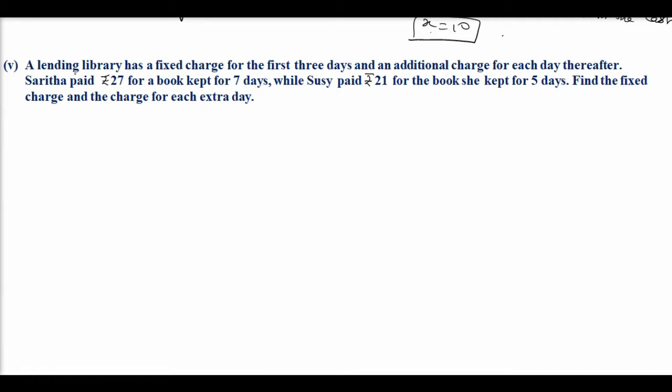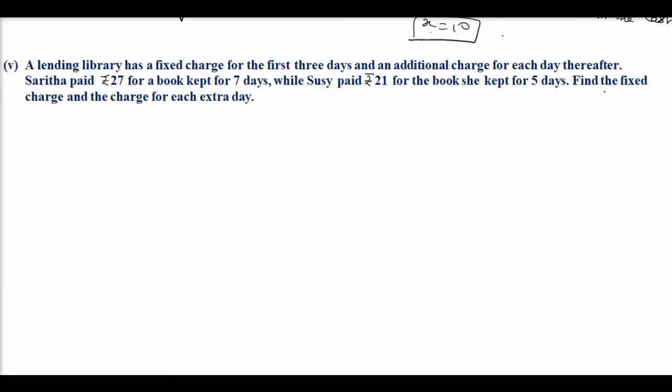Okay, the last part of the problem is that a lending library has a fixed charge for the first 3 days and an additional charge for each day thereafter. Sarita paid 27 rupees for a book kept for 7 days, while Susie paid 21 rupees for the book she kept for 5 days. Find the fixed charge and the charge for an extra day.